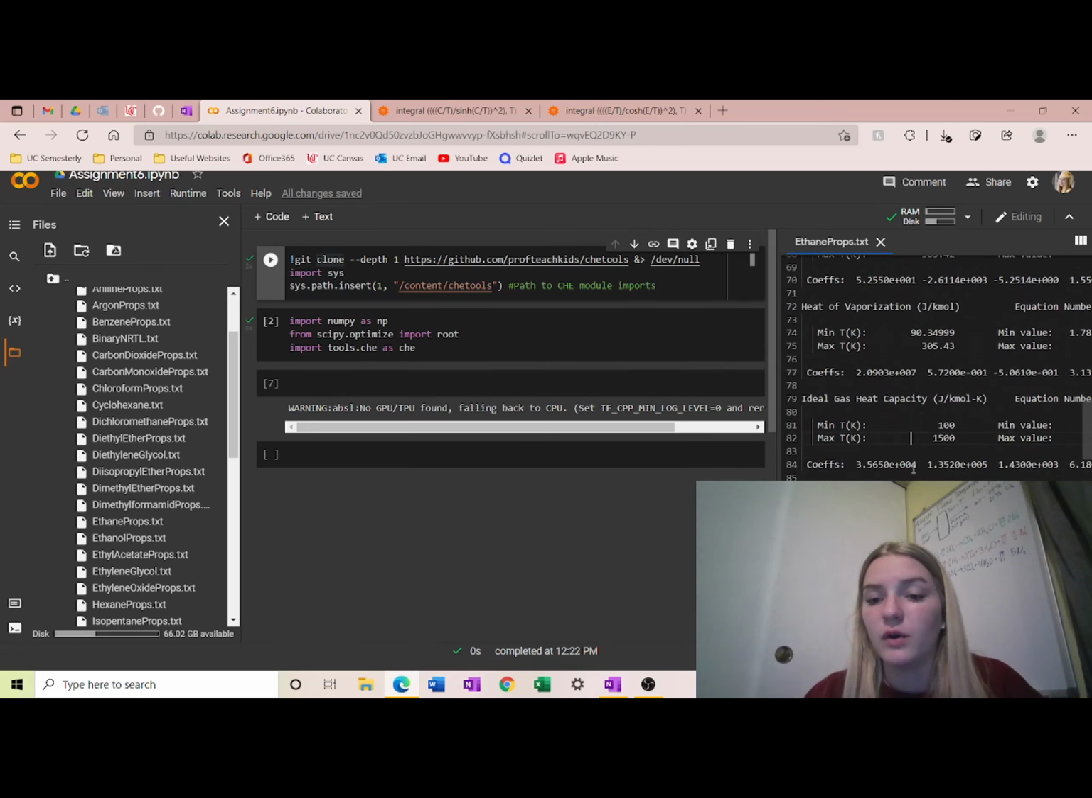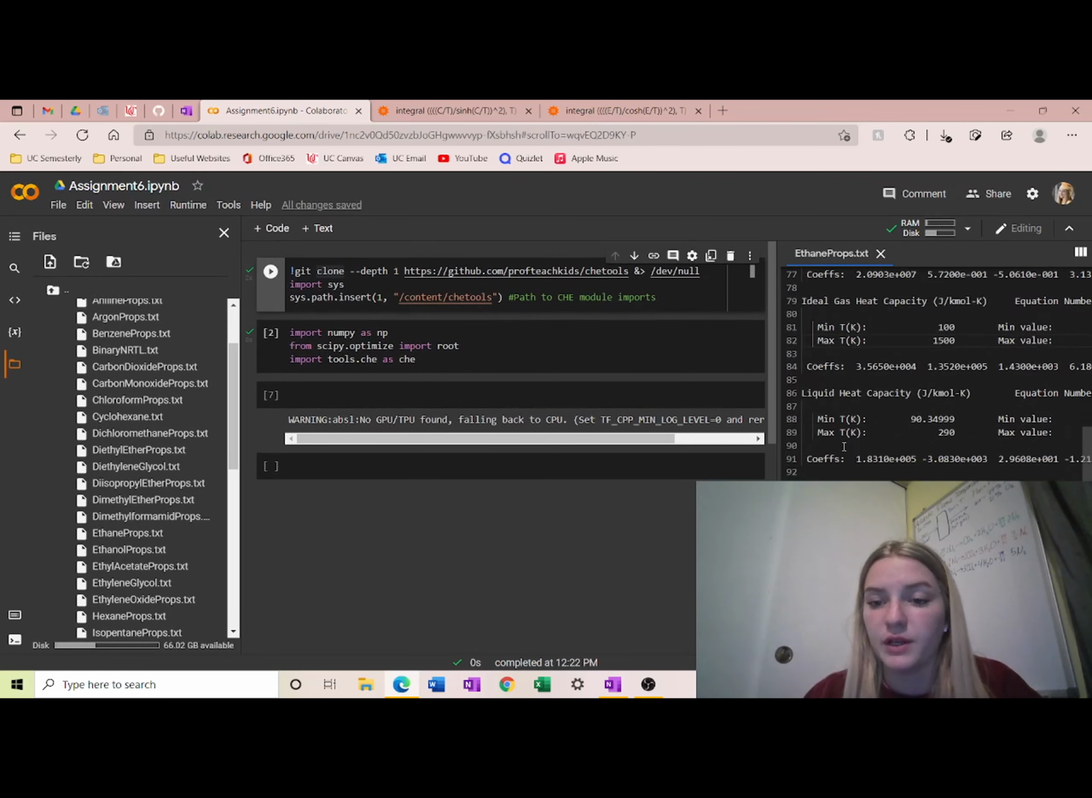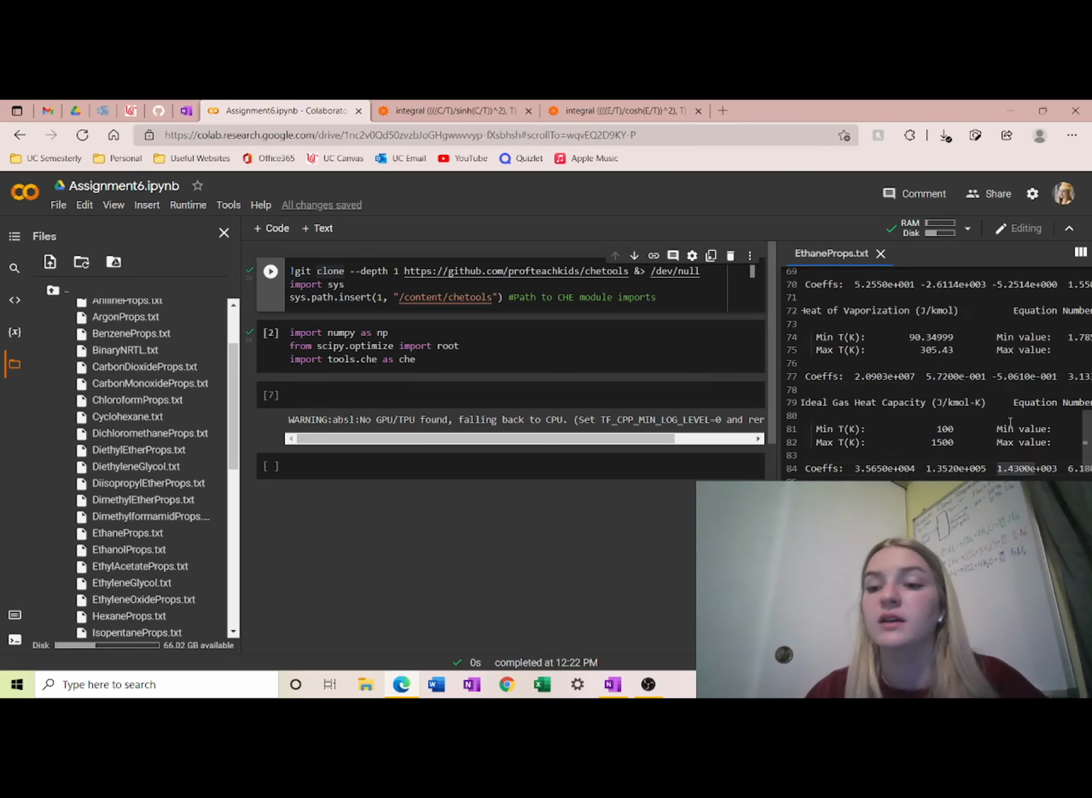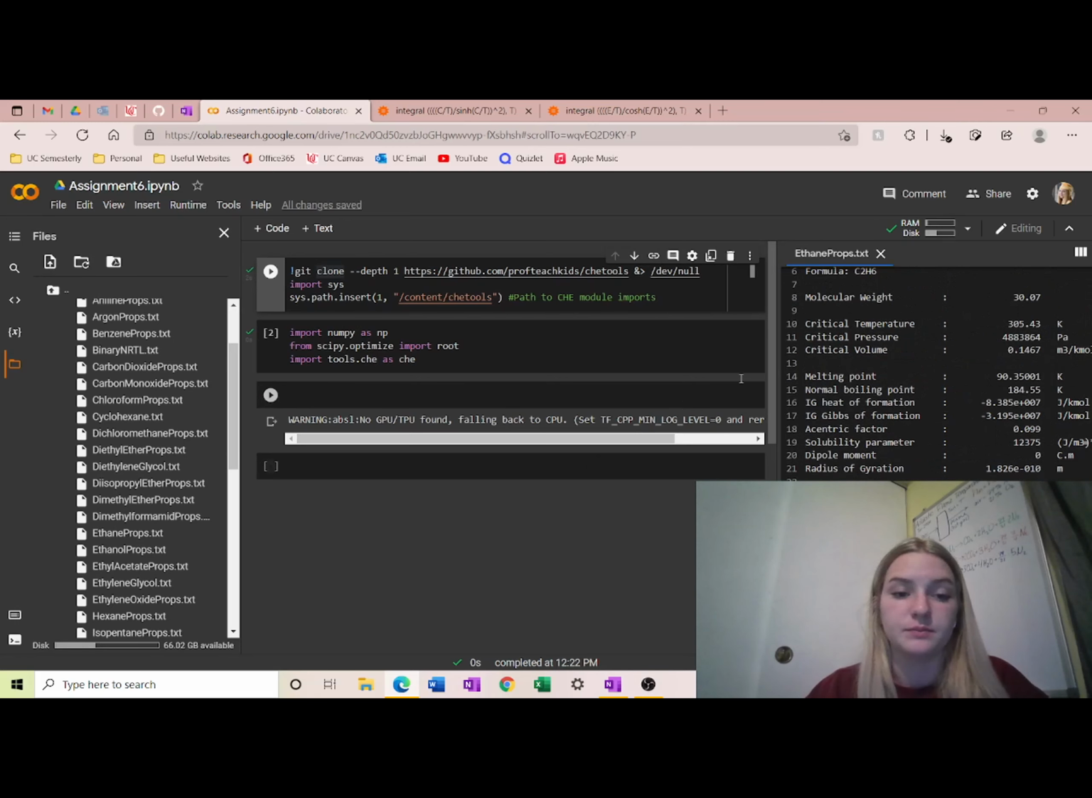And these coefficients for that property are what we're going to be using. So this is A, this is B. Those coefficients are related to our ChemCAD equation, and they are going to give us our coefficients of A, B, C, D, and E.